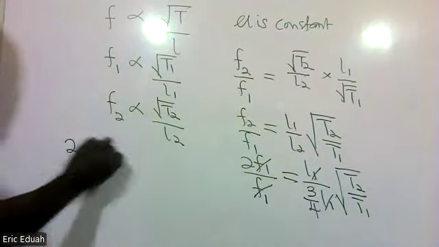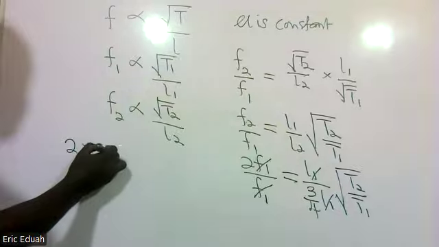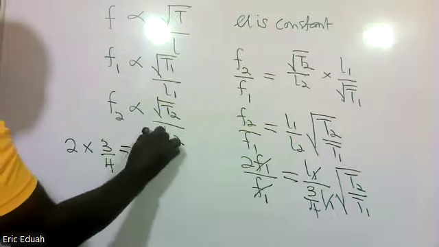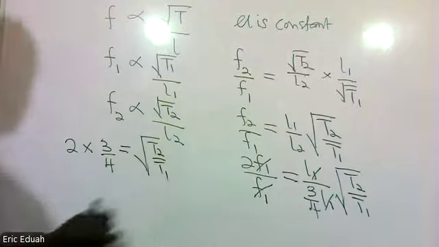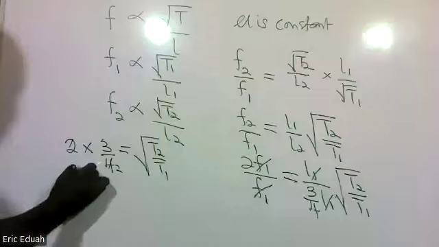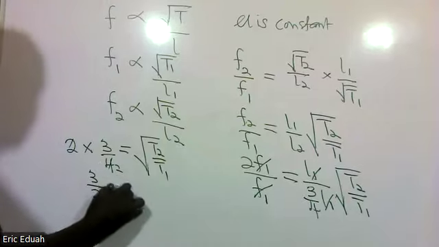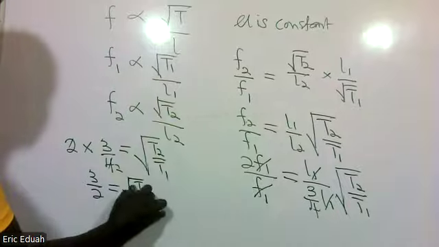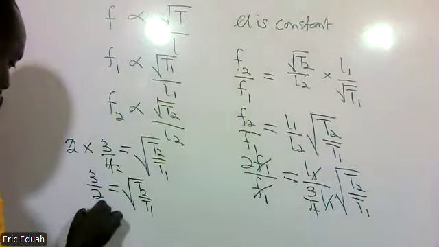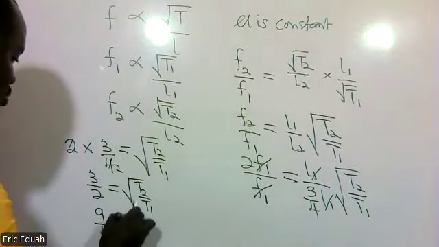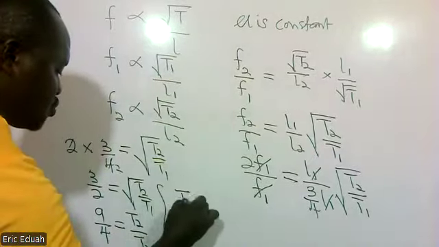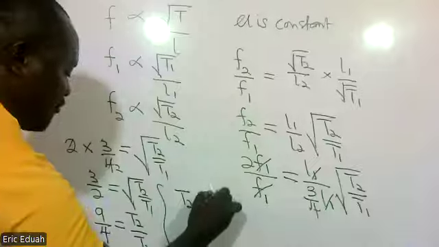When we cross multiply, we have 2 times 3 on 4 is equal to the square root of T2 over T1. This is 3 on 2 is equal to root of T2 on T1. If we eliminate the square root, we have 9 on 4 is equal to T2 on T1. Therefore, T2 would be equal to 9 on 4 of T1.